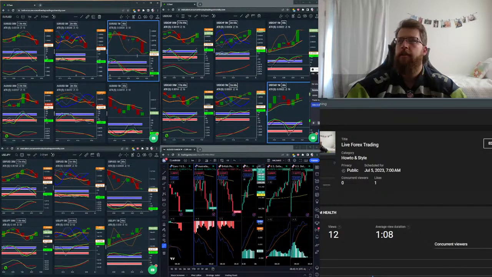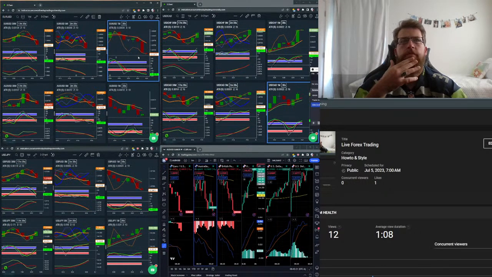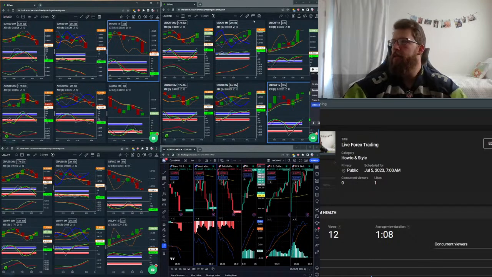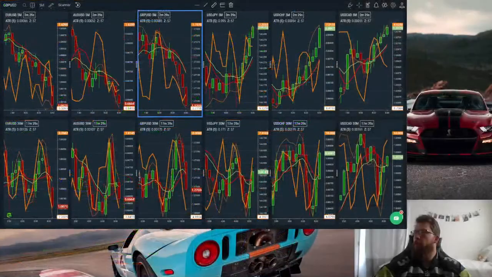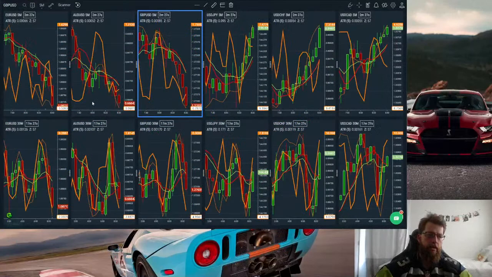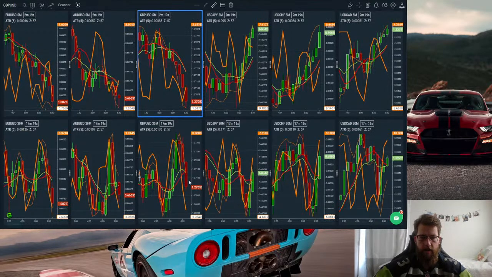That about right there. That's good. All right, let's go back to our main screen here. Take a look at our trends. So here, all right, so the euro's giving us some confluence. The pound still looking pretty reversey.